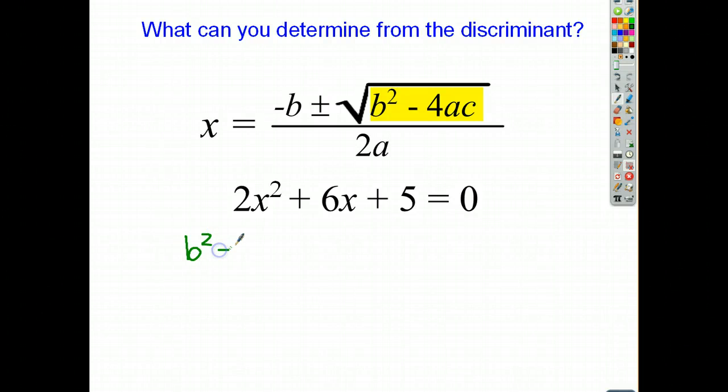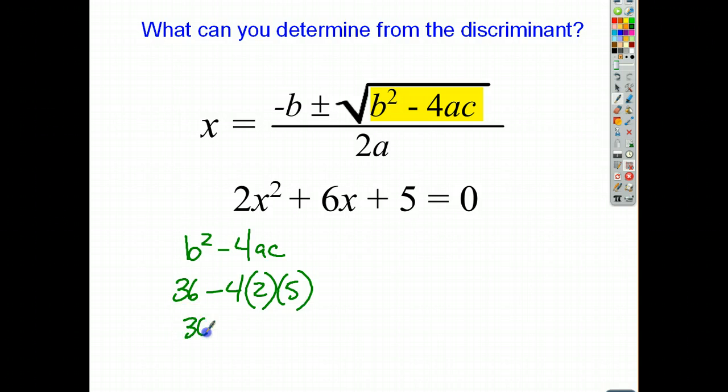Let's see if you got it right. It's b squared minus 4ac. So b squared in this case is going to be 36 minus 4 times 2 times c, which is 5. Okay, so this is going to be 36 minus 4 times 5 is 20. 20 times 2 is 40. So I'm going to get negative 4. Okay, so my discriminant is negative 4.